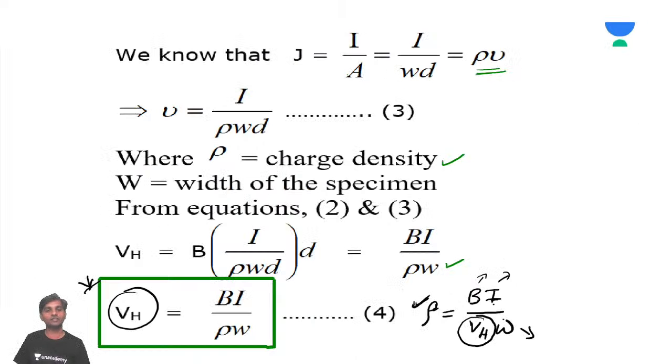This is the Hall voltage. This is very much important. VH is equal to BI by rho W.